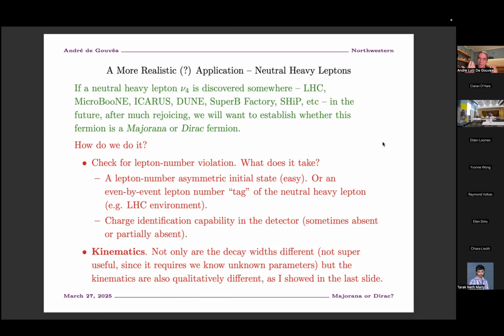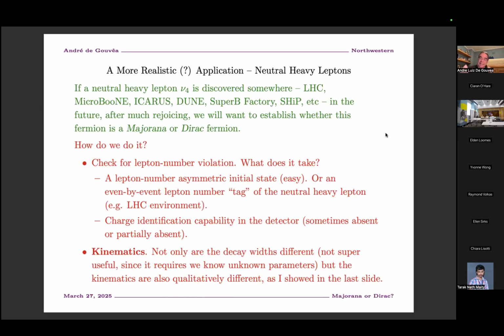So imagine that you actually discovered one. That would be super exciting. You would discover a new particle, you would celebrate, you might get a Nobel Prize. But after you've settled down, you would probably ask yourself, okay, so I've discovered a new particle. I'm calling that a neutral heavy lepton. Is that particle Majorana or Dirac?